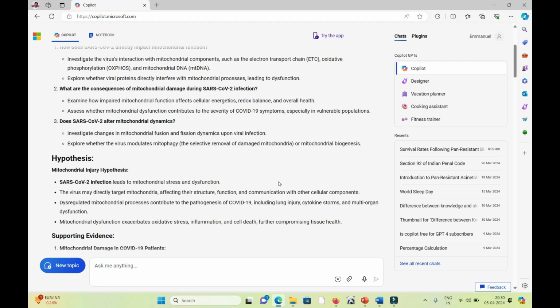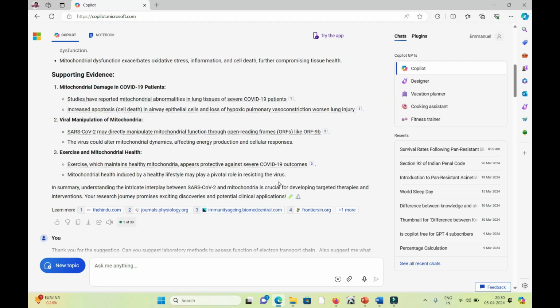In case you are not happy with the first response, you can always ask it to regenerate the response. You can tell it that it is not that good and you can always try to regenerate the response. Right. Now, I am happy with that.